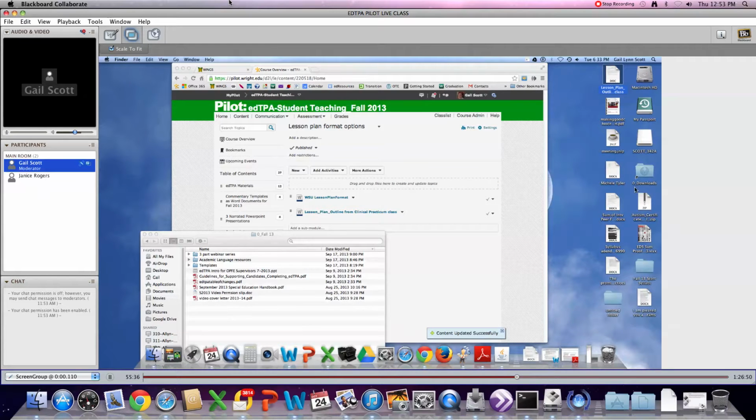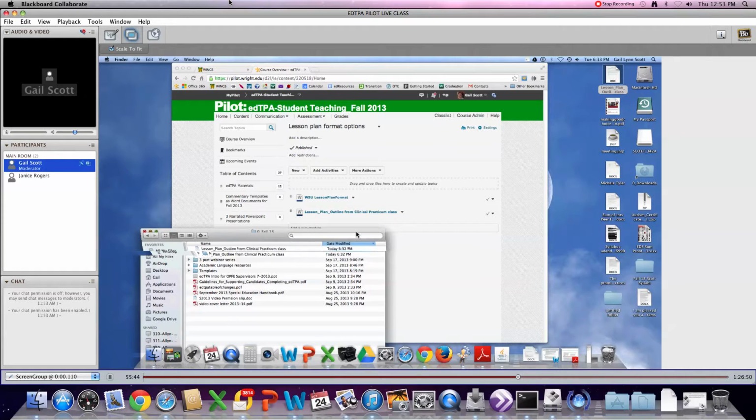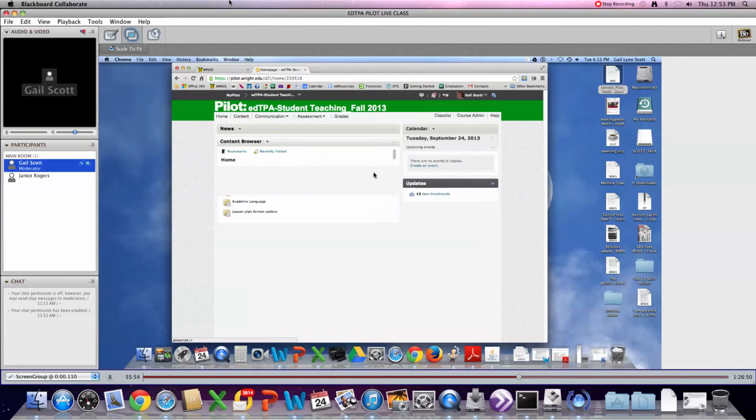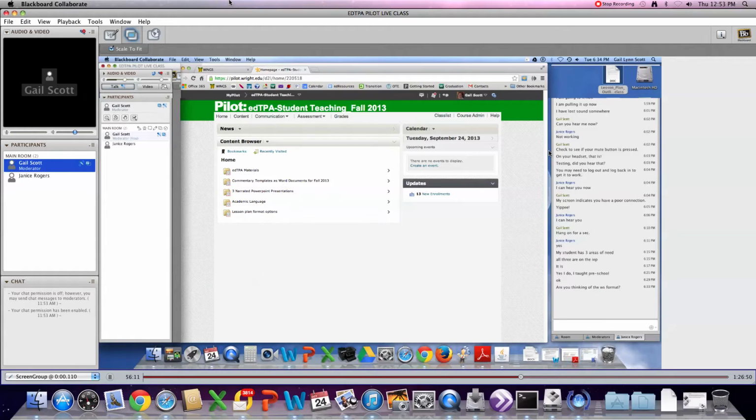Okay, so there's two different lesson plan formats that you can take a look at. And so that is in, I must have put it in some other class, lesson plan format options. Okay, one's the state format that they ask student teachers to use, and one is one I use in clinical practicum. So Janice, it should look a little bit like the lesson plan format Dr. Dunn. Yeah.